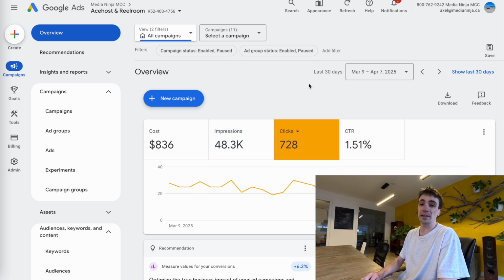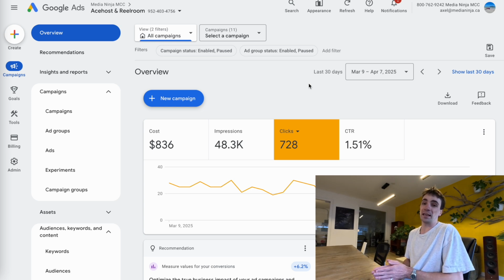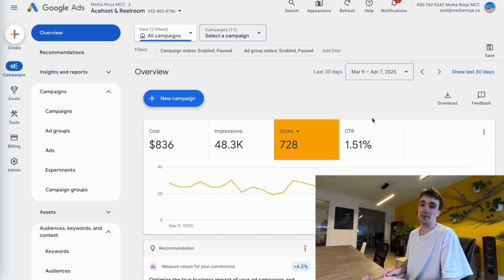He got 728 clicks, which is the next metric. This is how many people actually clicked on the ad. Not everyone who sees your ad will end up clicking on it. So that's the difference between clicks and impressions. The impressions is the people who saw the ad in the first place, and the clicks are the people who actually clicked on the ad and took that first action. So that's the difference between the two.